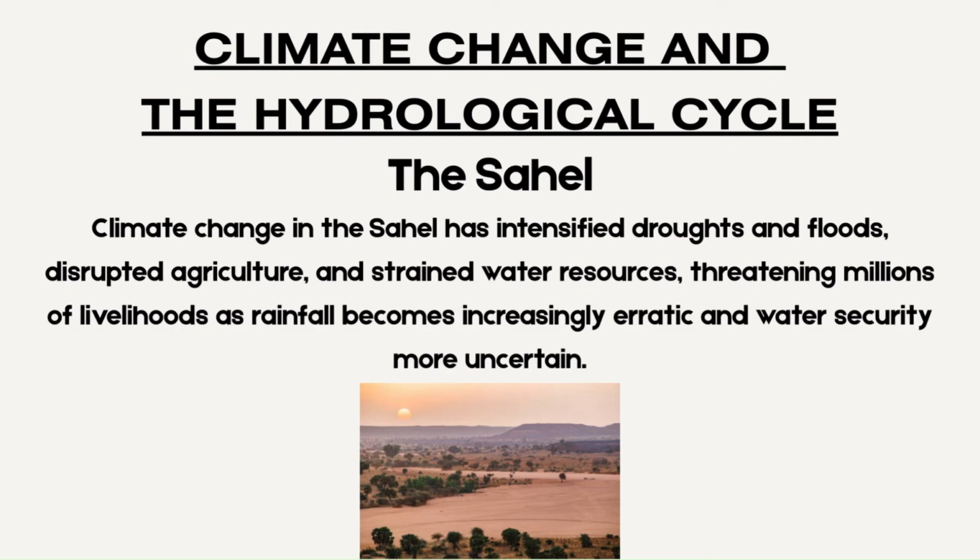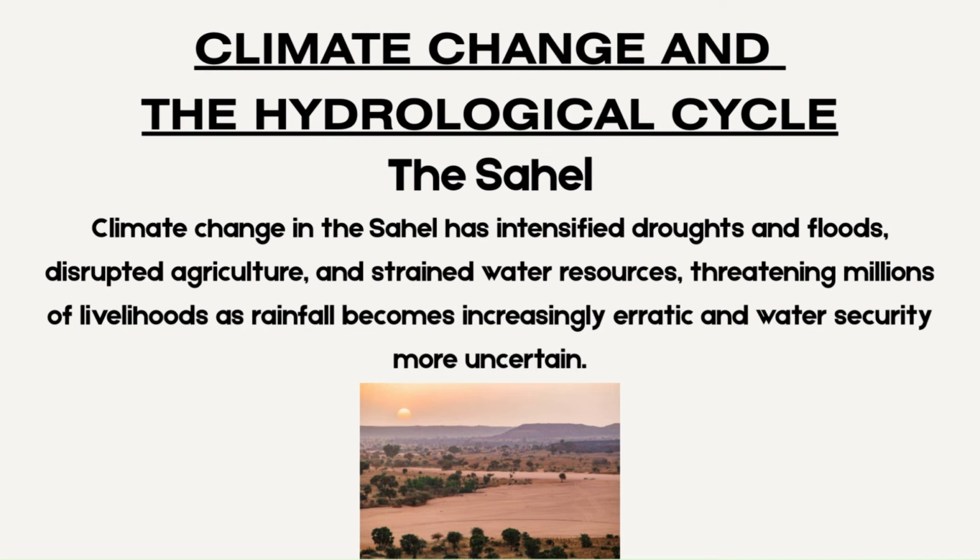Over the past few decades, the region has seen a marked shift in rainfall patterns, with rainfall becoming more erratic and seasonal. This has led to both prolonged droughts and intense rainfall events, creating a volatile environment for local communities who rely on consistent rainfall for agriculture. As temperatures rise, evaporation rates increase, further depleting the already limited water resources.